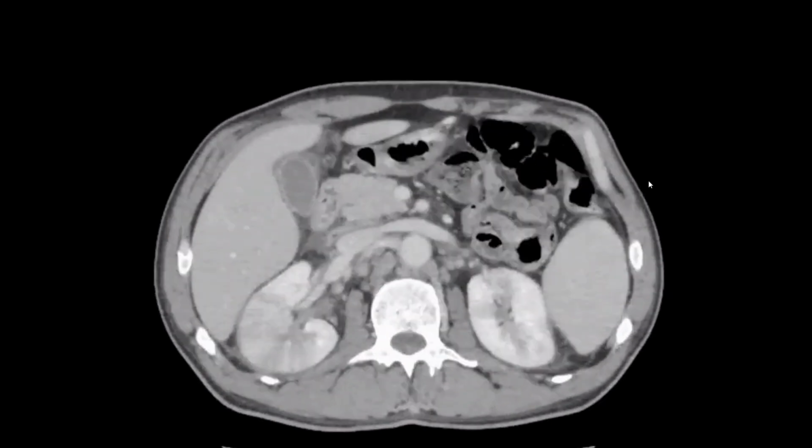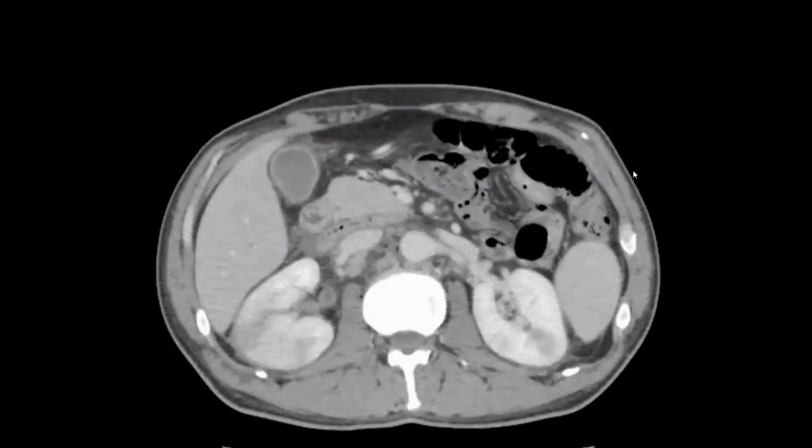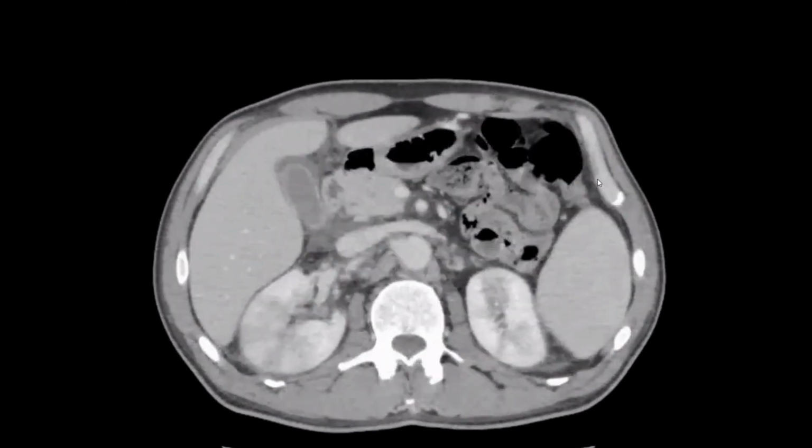I can see that there are multiple hypodense wedge-shaped areas involving the right kidney. And there are also multiple rounded structures. I'd like to scroll. Scroll it once again for me. Thank you.